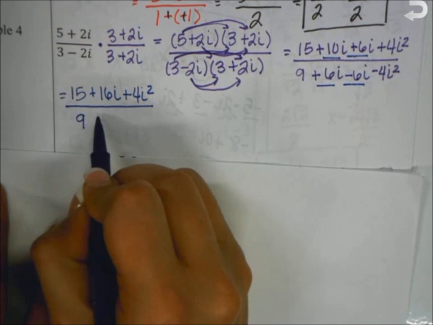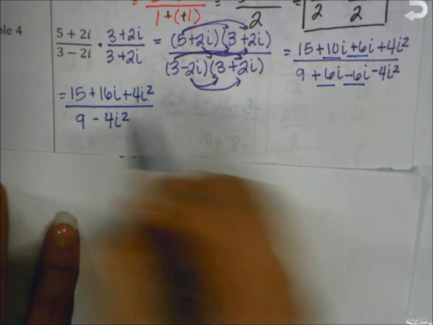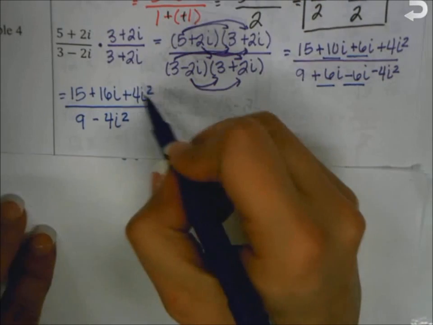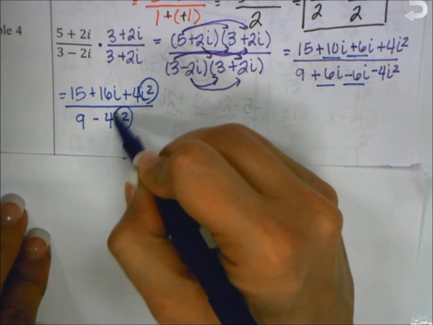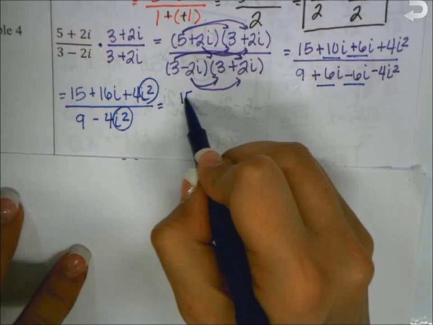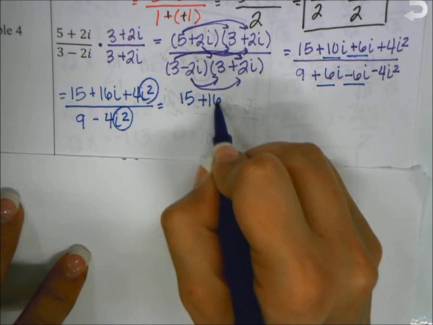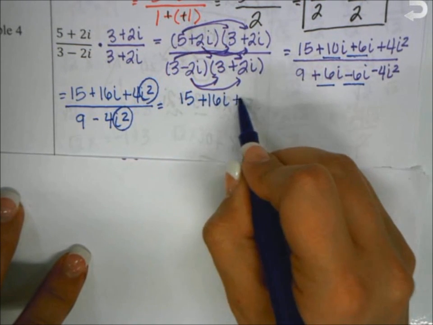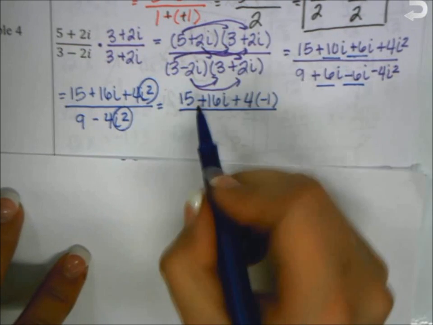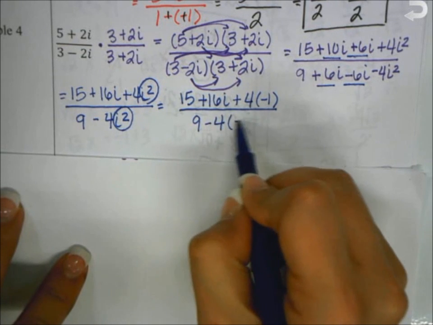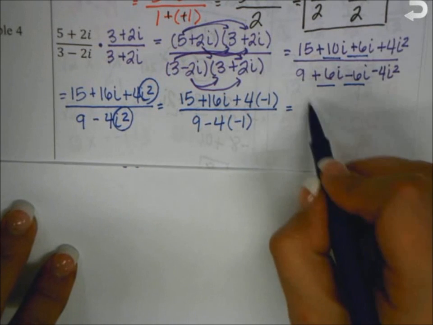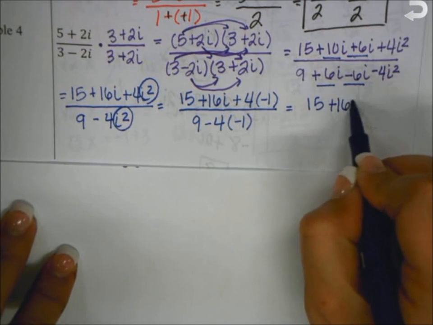Exactly. So we know something about i squared. i squared equals -1. So I'm going to change those i squareds to -1. So the numerator is going to have 15 plus 16i plus 4 times -1, all over 9 minus 4 times -1. And so then what happens there? 15 plus 16i, positive 4 times -1 is -4, over 9 plus 4.